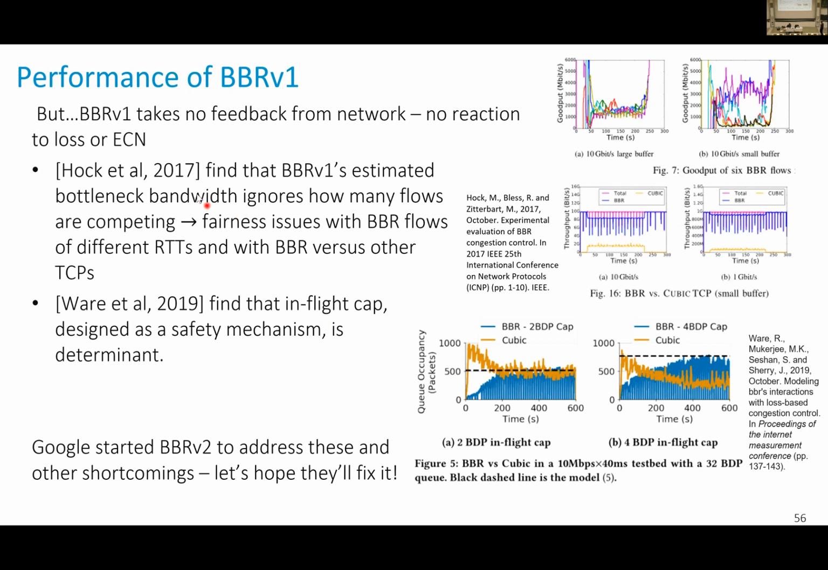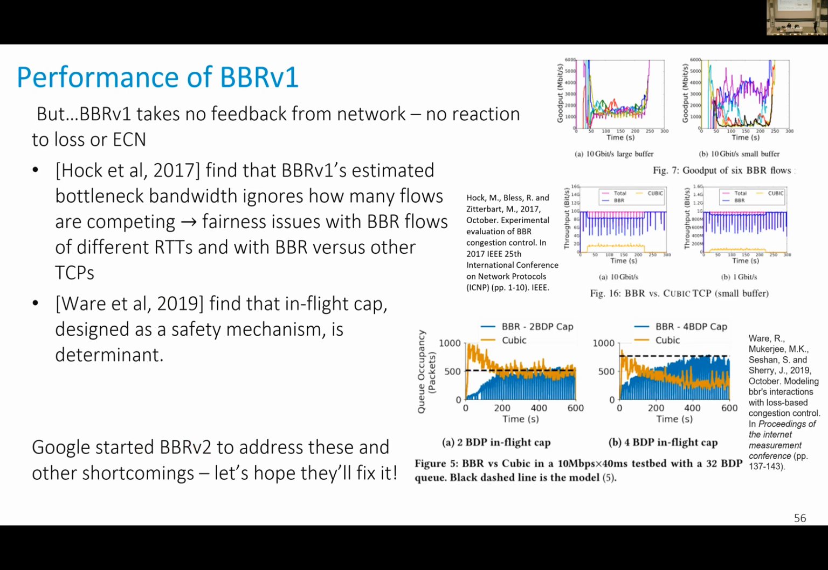So after it was deployed by Google, there are a number of papers that have found that there are problems. In particular, what you find is, in fact, it still has a safety mechanism of 2 times the bandwidth delay product. And in fact, they found that this is what dictates the performance here. So it's like having a fixed window that is not reacting to congestion. Of course, that is to the benefit of TCP-BBR flows when they're competing, but that's not very good. So after several years of deployment, there is a problem.